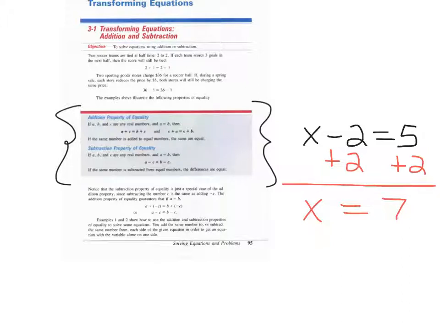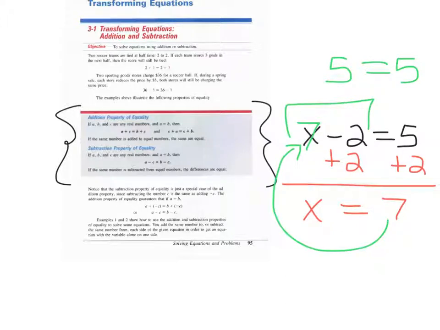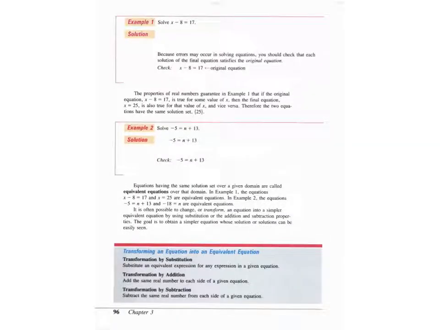Now, remember, whenever you're solving any of these equations, you can always take your answer and plug it back into the variable. If it does not give you a true statement, so if 7 minus 2 did not equal 5, then you know you've done something wrong and you should go back and rework your problem. So you can always take your answer, replace the variable with its value, and then solve it. Another example.